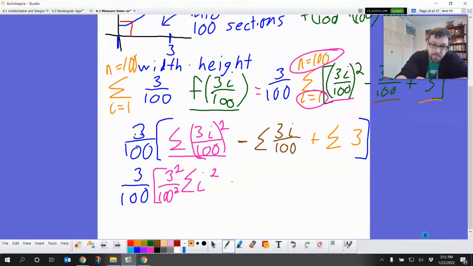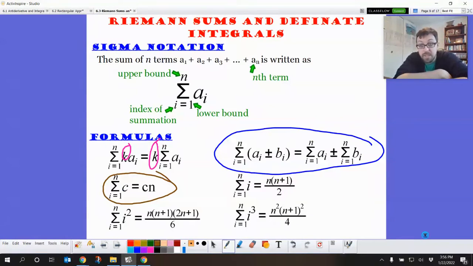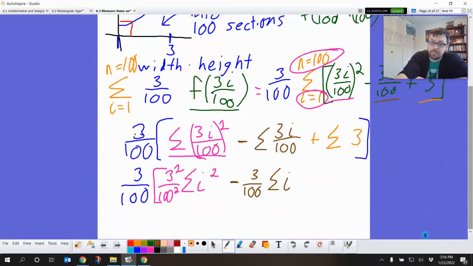Okay. Then we can do the same thing with this one. So minus 3 over 100, and then the summation of just an i. Now the other one's just a 3. And if there's just a constant in there, we can just take whatever that constant is and multiply it by the number of times we're doing it, because it would be 3 plus 3 plus 3 plus 3 plus 3. Do it 100 times. So that last one just becomes 3 times 100.